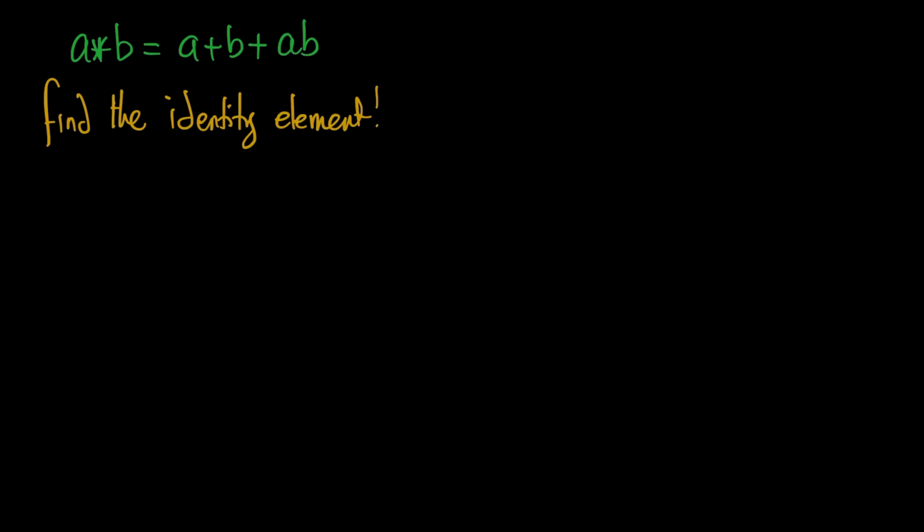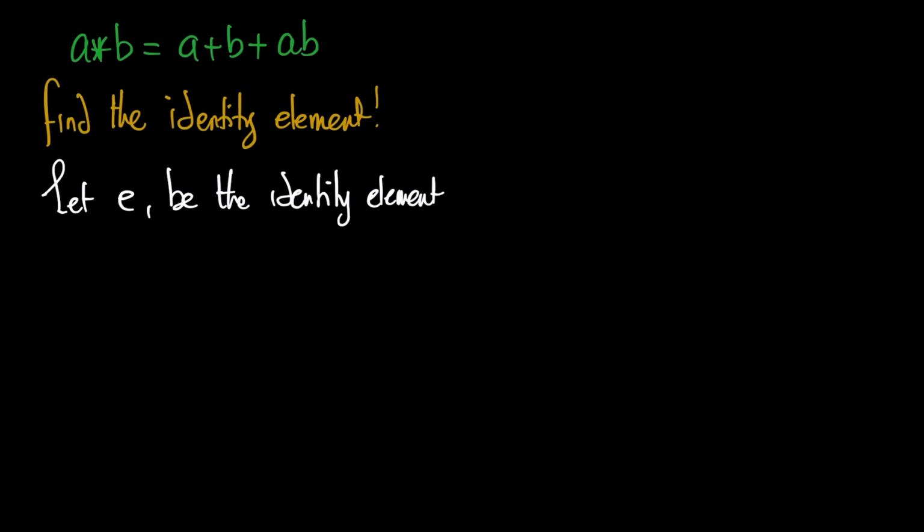Now, finding the identity element involves a certain property that we need to satisfy. The property says that, first of all, let E be the identity element that we are looking for, so that A star the identity element should give us A, or the identity element star A should also always give us A.